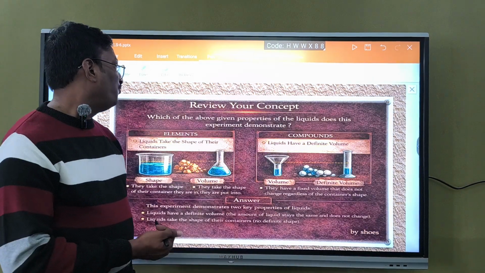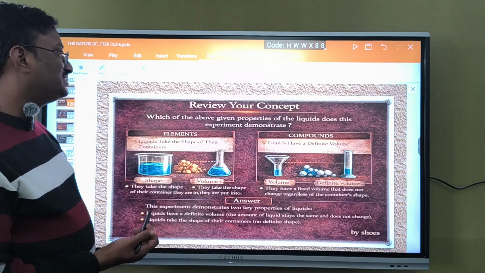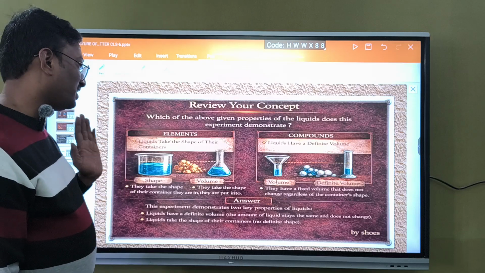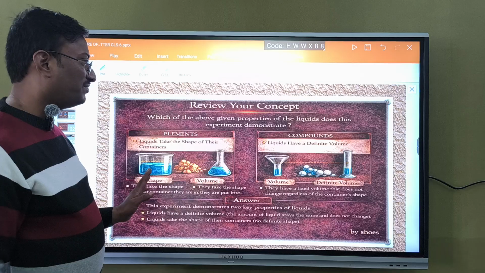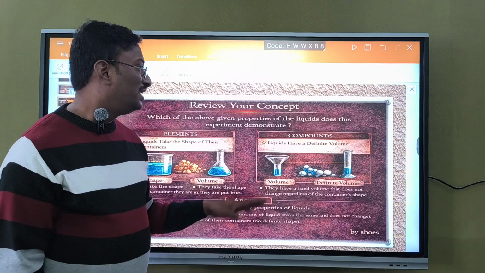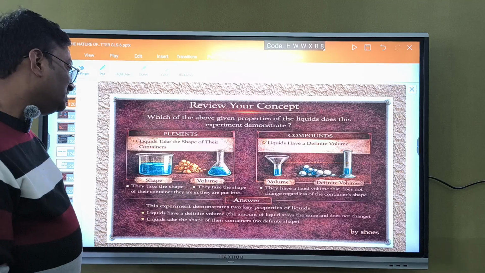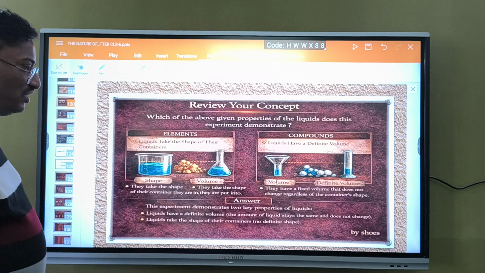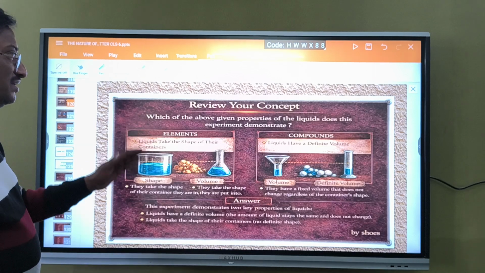Which of the given properties of liquids does this experiment demonstrate? Liquids take the shape of their container. That is one of the properties. We already discussed it. They take the shape of the container, and liquids have definite volume. They have fixed volume. This experiment demonstrates the two key properties of liquids: they have definite volume and they take the shape of their container.